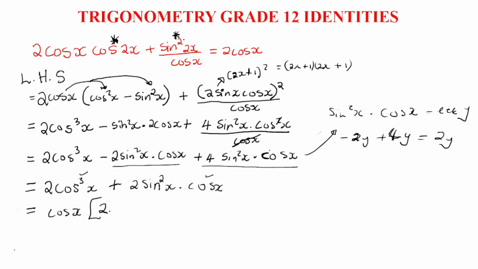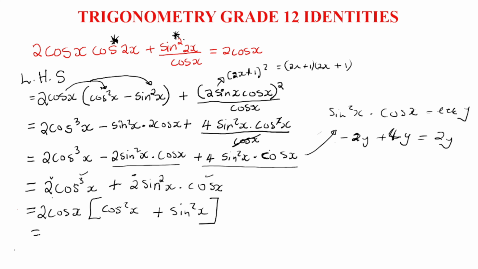Oh, sorry, rather let me take out a common factor of 2 cos x. All right, because we've got a 2 there, we've also got a 2 here, and also a 2 here. So we're going to take 2 as a common factor out. Now here you're going to be left with cos squared x plus, 2 is gone, cos is gone, so we're going to be left with sine squared x.